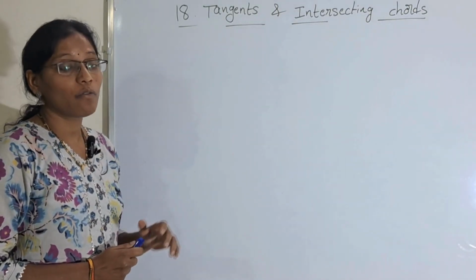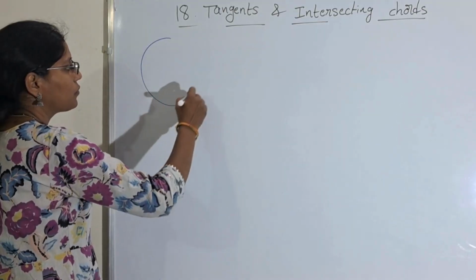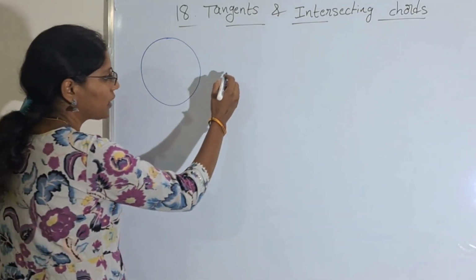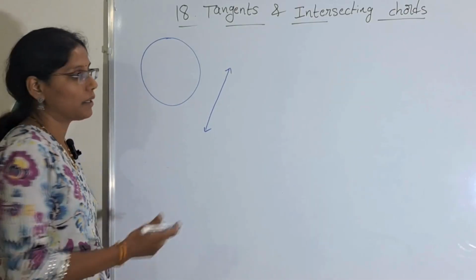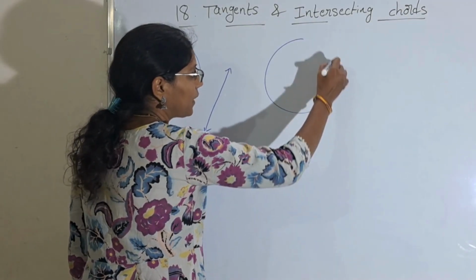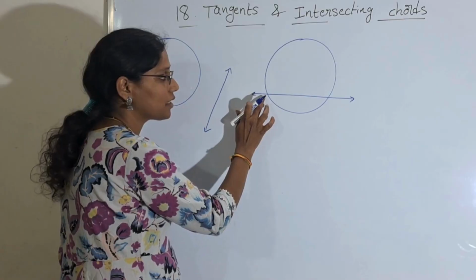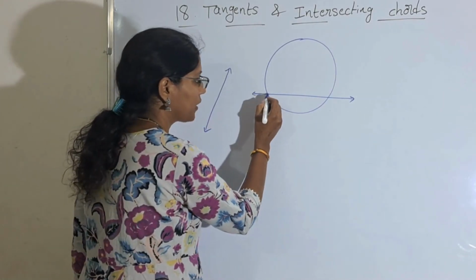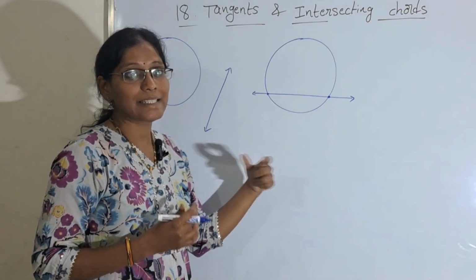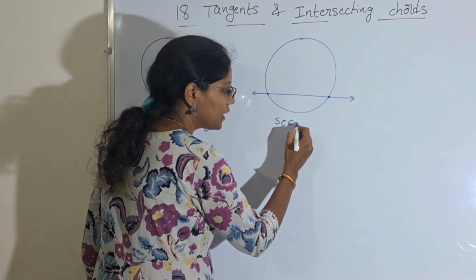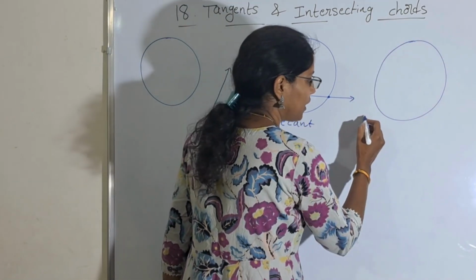First, we have to take one line and a circle. Observe this. This is one circle and this is one line. These two are not intersecting. Intersecting means what will happen? This line is intersecting this circle at 2 points. This is 1 point and this is 1 point. This type of line we can call a secant of the circle.